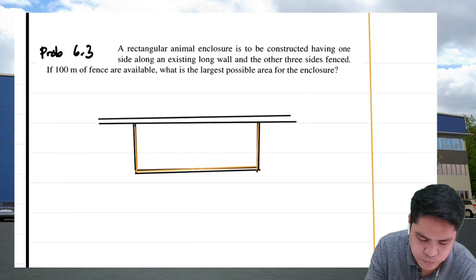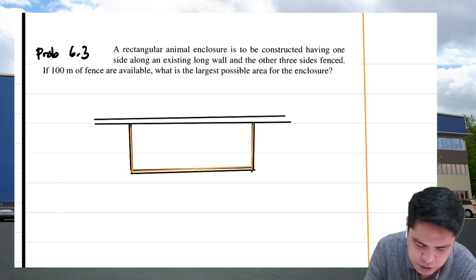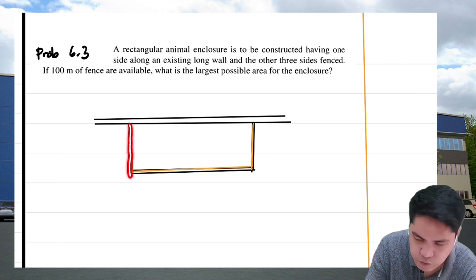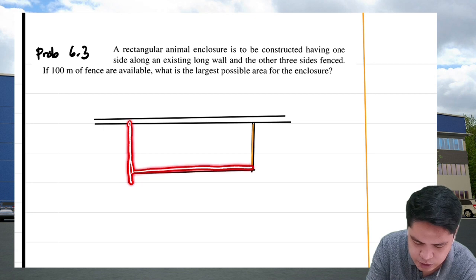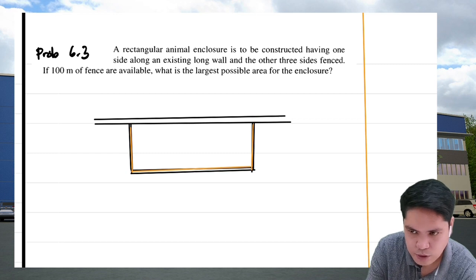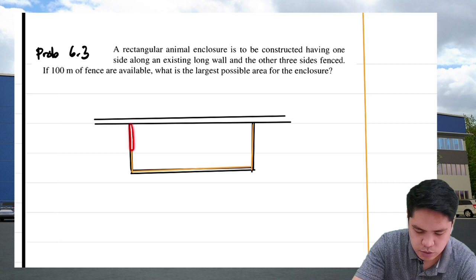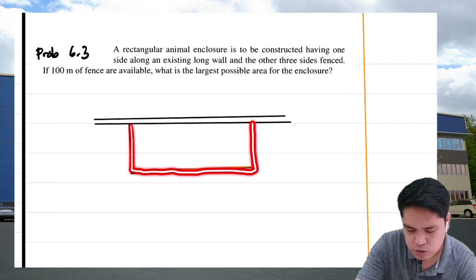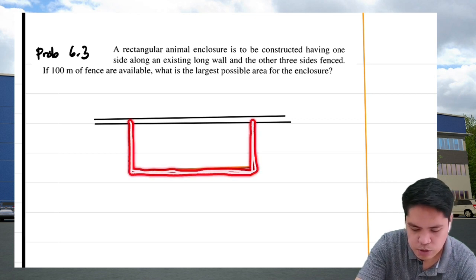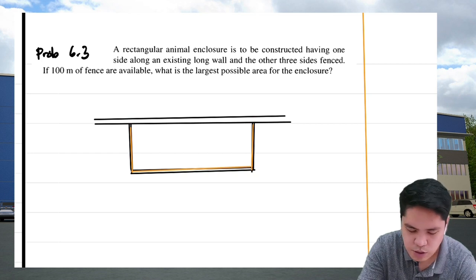Okay, then what we are asked here is if the available fencing is 100 meters, so meaning the total perimeter of the fence na available na kaya mong gamitin as fencing is only 100 meters. So meaning ito is 100 meters. So what is the largest possible area of the enclosure? Because there are many possibilities.